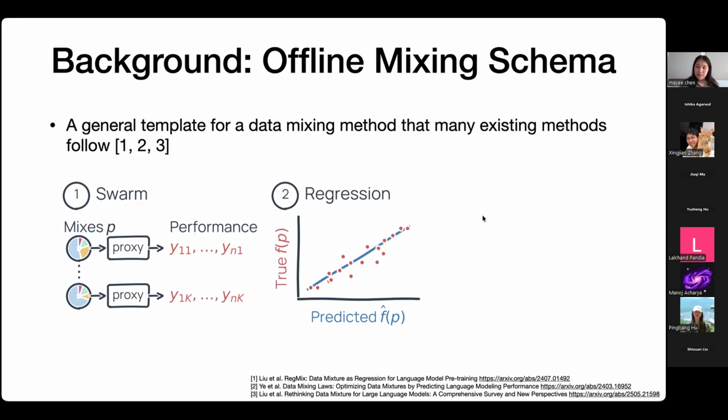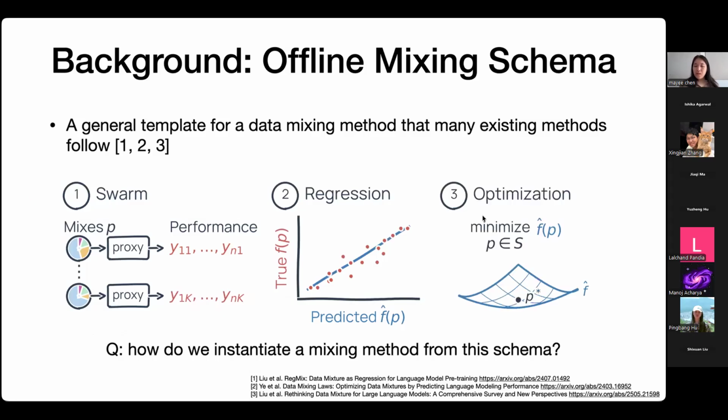Then second, using this swarm, we're going to fit a regression model that learns the relationship between the mixing ratios and the performance. This regression model, this F hat of P, is going to allow us to predict the performance of any candidate data mix. And then finally, we propose a mix by solving an optimization problem that uses the regression model as a surrogate for true downstream performance. So basically, we find the mix that has the best predicted performance. These are the 3 steps of the offline schema that many methods follow.